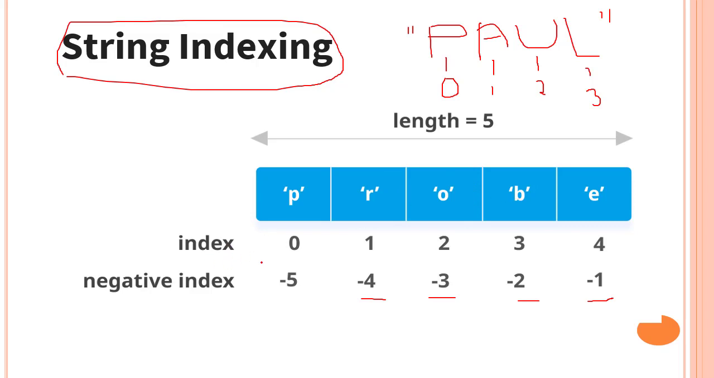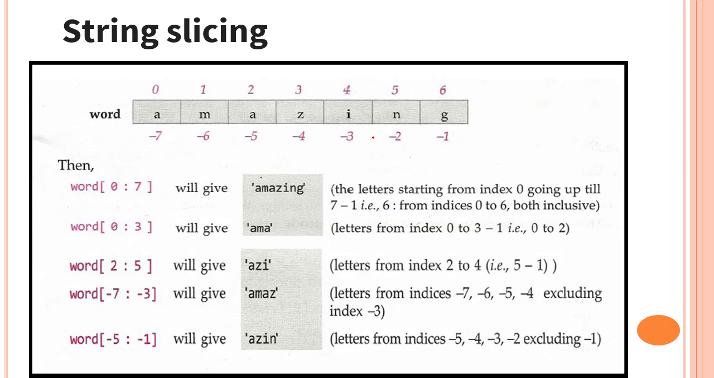There's one more example here, which is prop. In prop, we have the index. If you want to move from left to right, we start from 0, 1, 2, 3, 4. And if you want to move from right to left, that is from the backward side, we have -1, -2, -3, -4, -5. That is string indexing. And then we are going to look into string slicing.